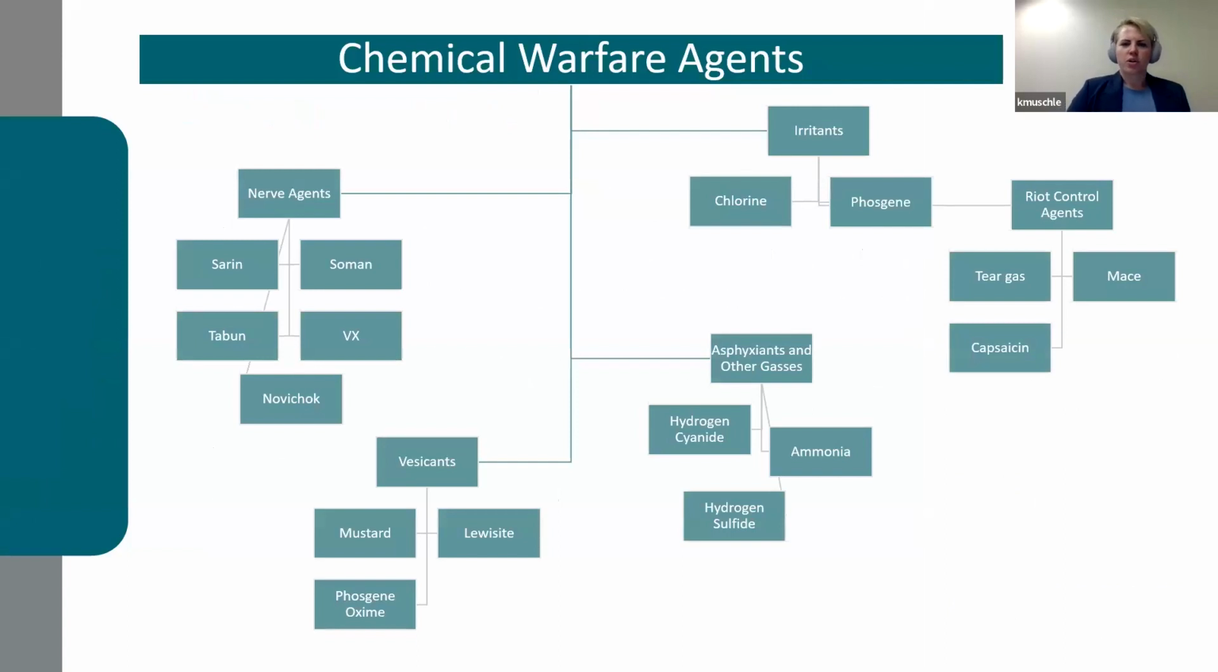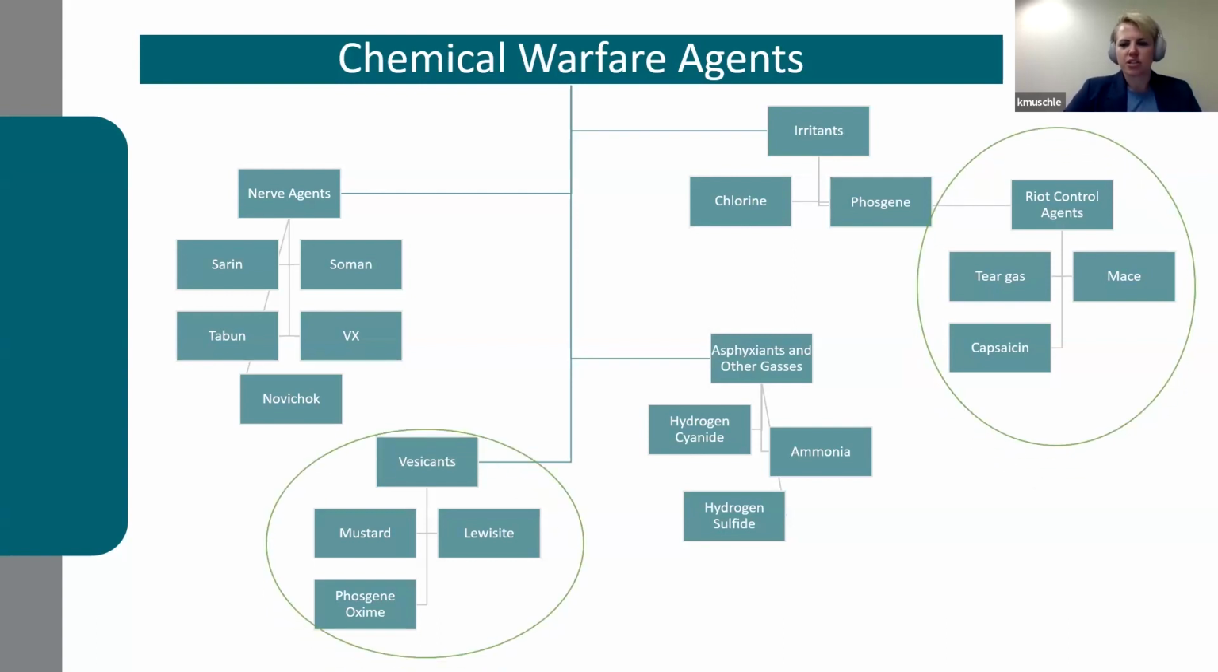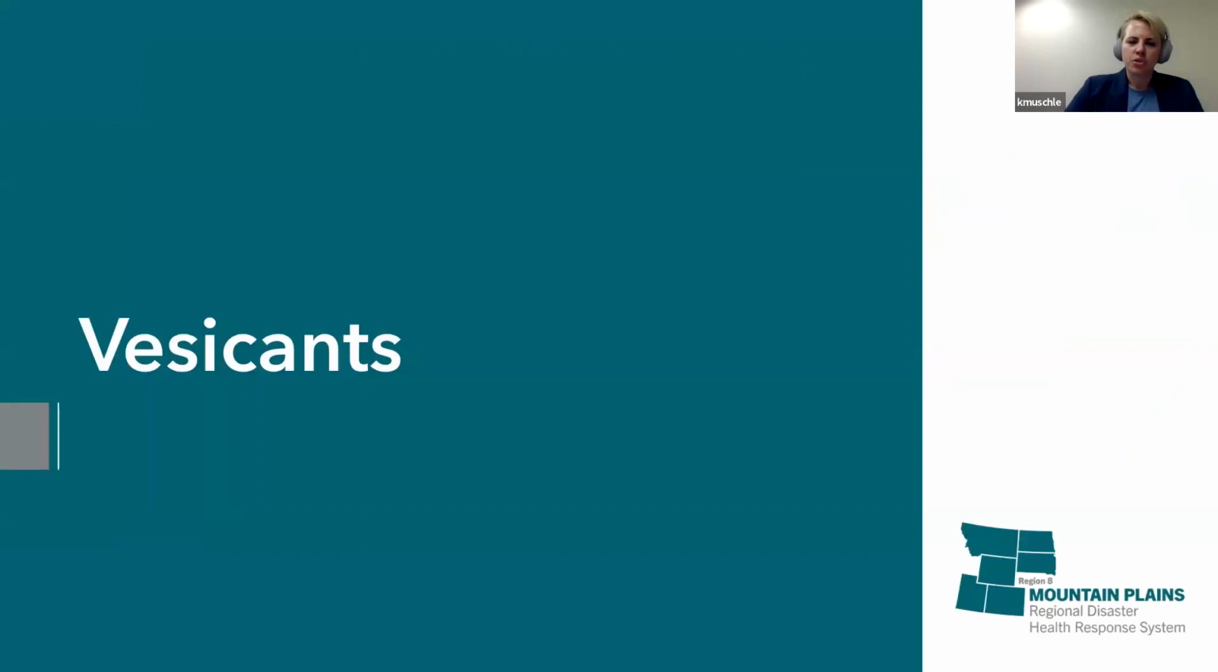And so I want to start with a quick family overview because when we talk about chemical warfare agents, we're talking about a very disparate group of chemicals that all get kind of lumped together as if they cause the same thing, and they don't. And so this is kind of the family tree of these different agents here. Today, we're just going to talk about two of those peripheral branches of the tree, the vesicants and those riot control agents. We'll start with the vesicants.